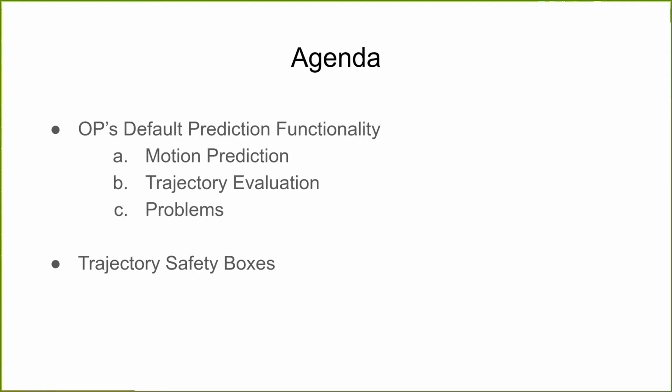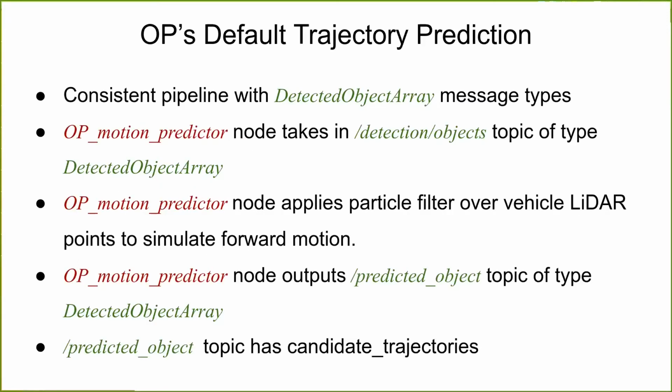Okay. And next, I will present a small node which I created, which basically forecasts the trajectory safety boxes along the trajectory. And I will also discuss the problems which we are still facing right now. So, some text over here.